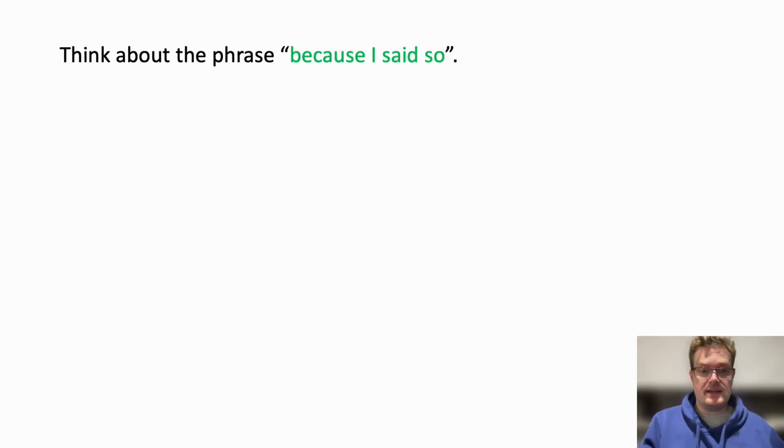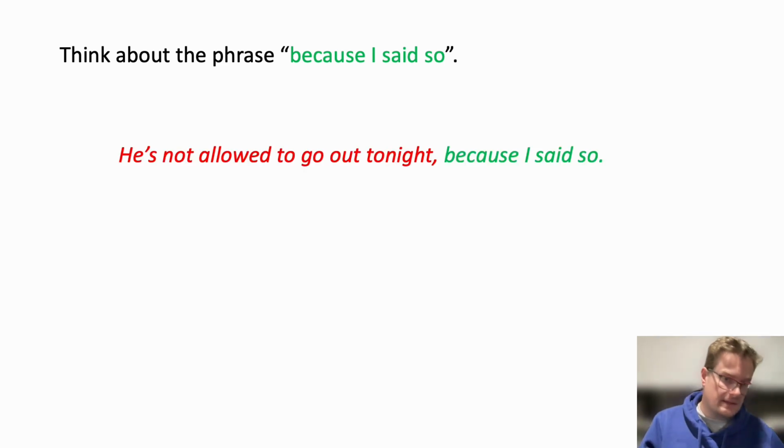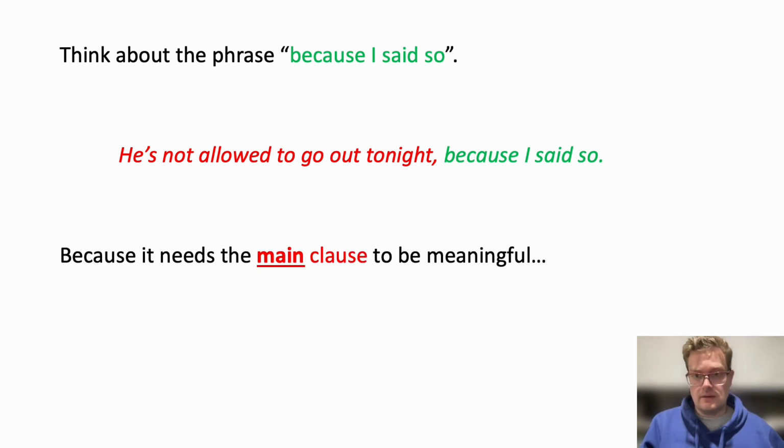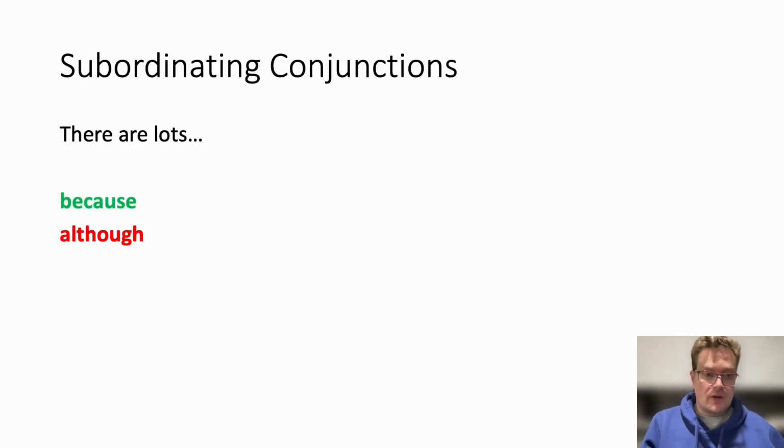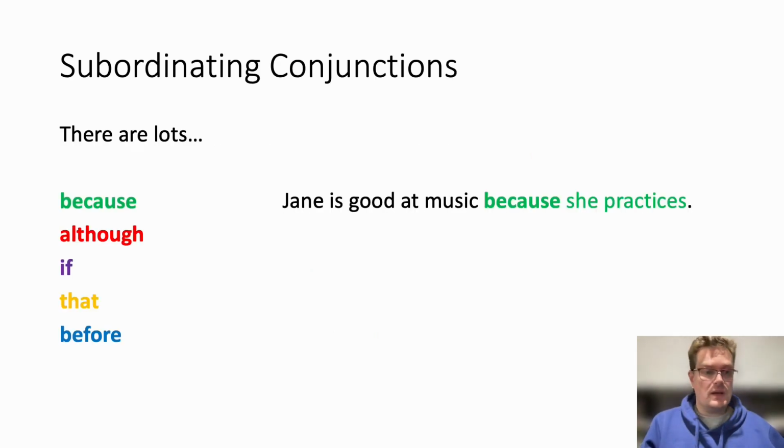So think about a sentence like because I said so. Anytime your mum says because I said so, it has to be in some other context, like he's not allowed to go out tonight because I said so. So it needs the main clause to be meaningful. You know it's a subordinate clause, which is a type of dependent clause. You'll hear both of those terms in different contexts. Anyway, there's lots. Because, although, if, that, before, things like that.